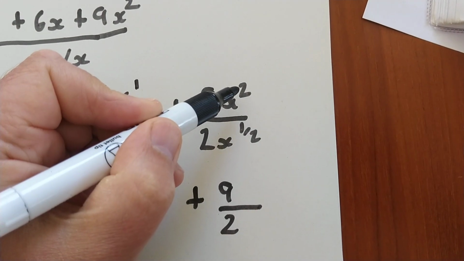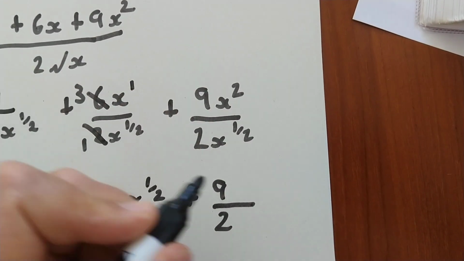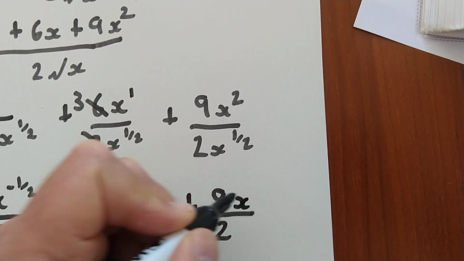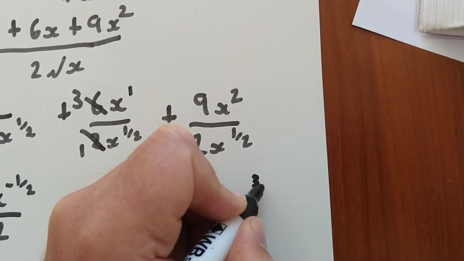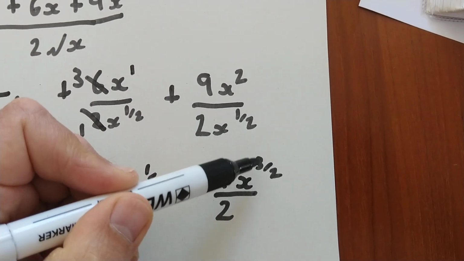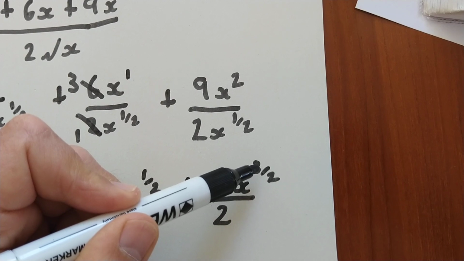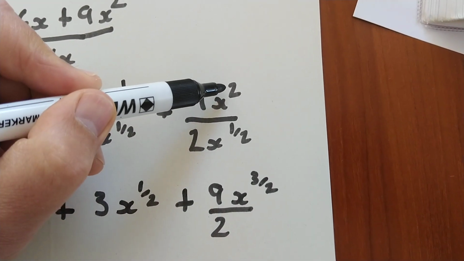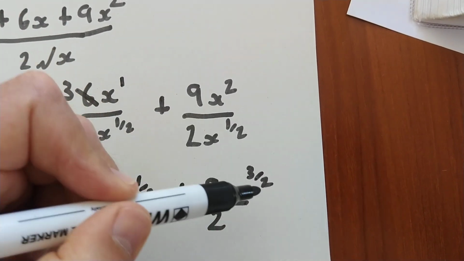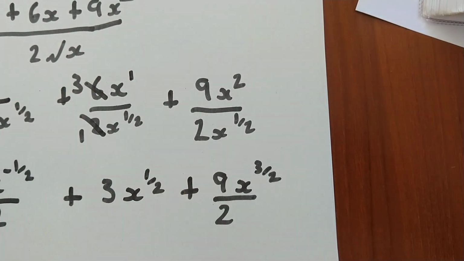x squared over x to the half. 2 take away a half, that's 3 over 2. We don't normally write x to the power of 1 and a half. We don't like mixed numbers as a power. But this is 4 halves, take away 1 half, which is 3 halves. So that would be a better way to write it. Please do not write x to 1 and a half.